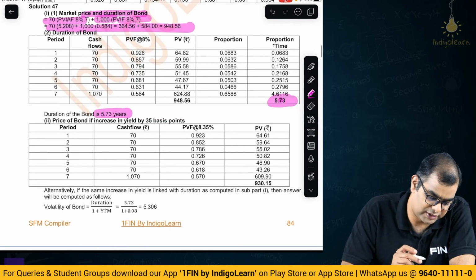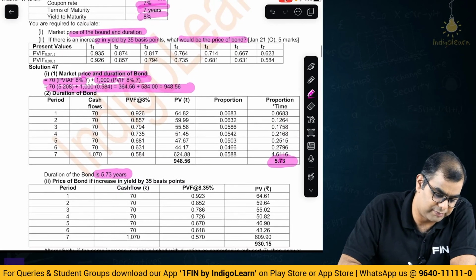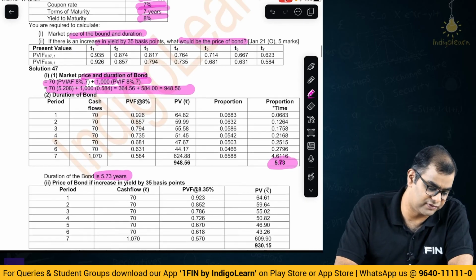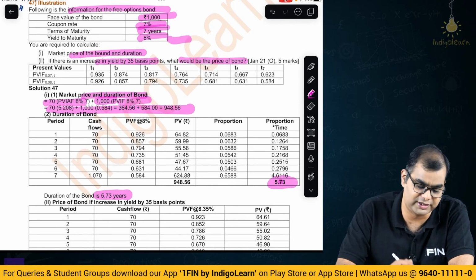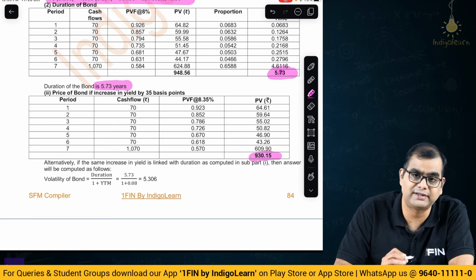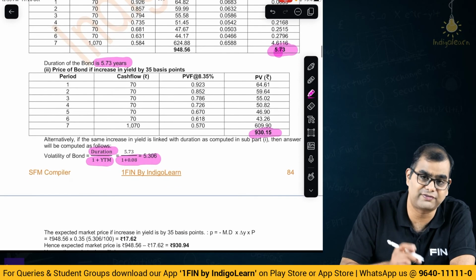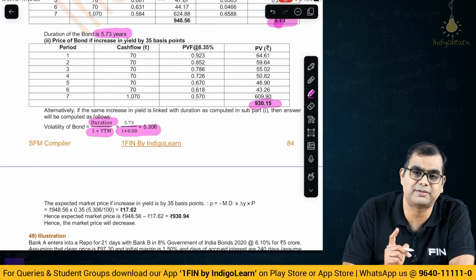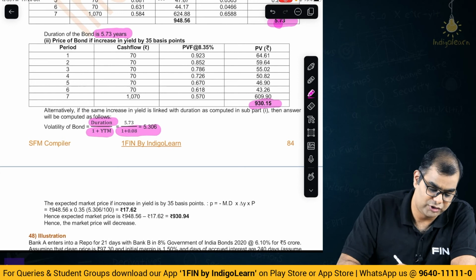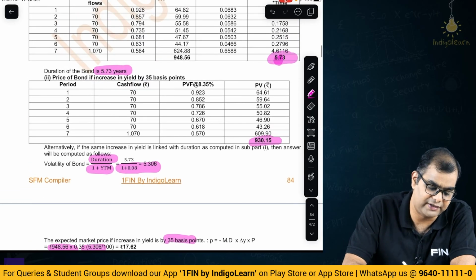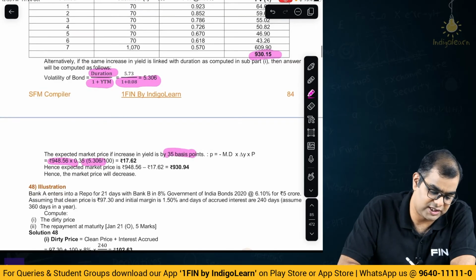So, if you have to compute for 35 basis points, you can do it either by taking the cash flows again at 8.35% instead of 8%, which is the current YTM. That is one way, in which case you will get 930.15. But if you want to do it using modified duration, which is Macaulay duration divided by 1 plus YTM, that is 5.73 divided by 1.08, so you get 5.306. 5.306 is the percentage change in the price of the bond for a 1% change in yield. So for a 35 basis points yield change, it will be 0.35 into 5.306 into 948. Why 948? 948 is the current price. So you will get the change as 17 rupees.